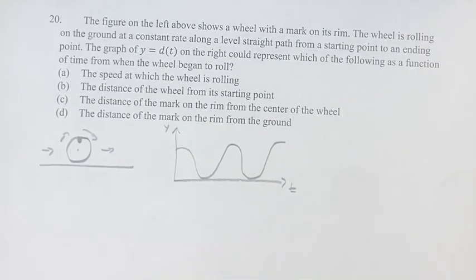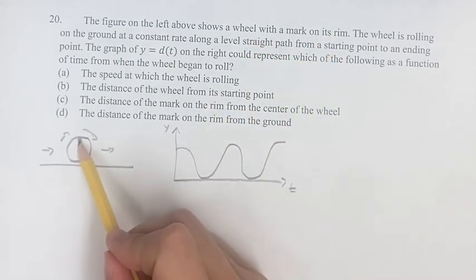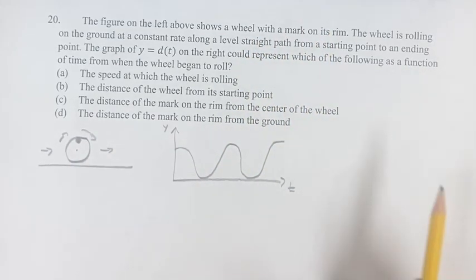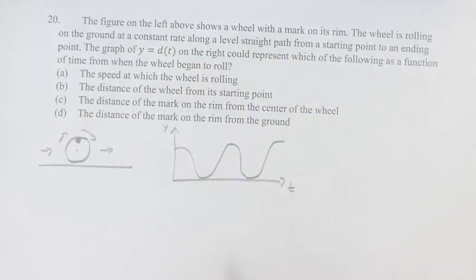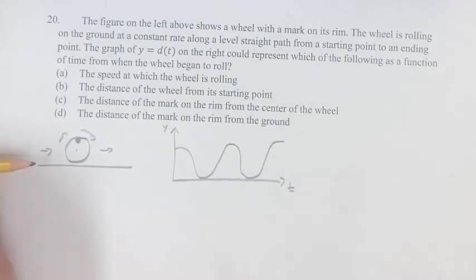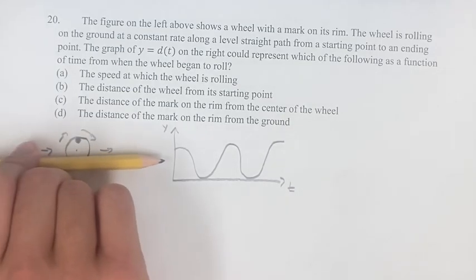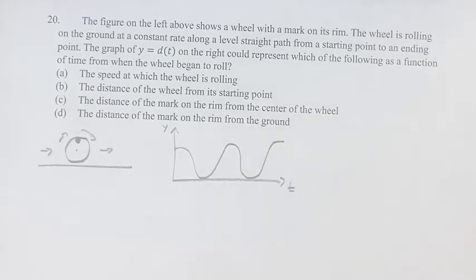This problem, we have a wheel with a mark on its rim. So we have this wheel right here, this little mark that's right on the rim, and it's rolling on the ground at a constant rate along a level straight path from a start point to an ending point. So it's rolling and it's coming through here, rolling all the way through, and it will reach its ending point.